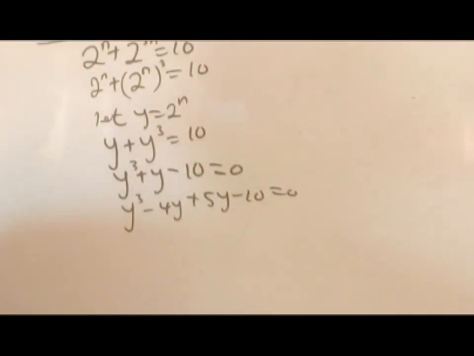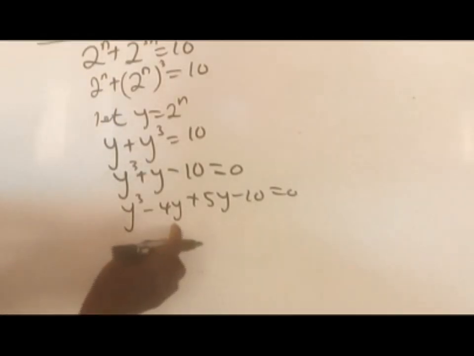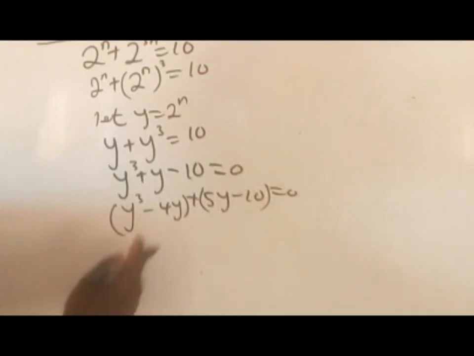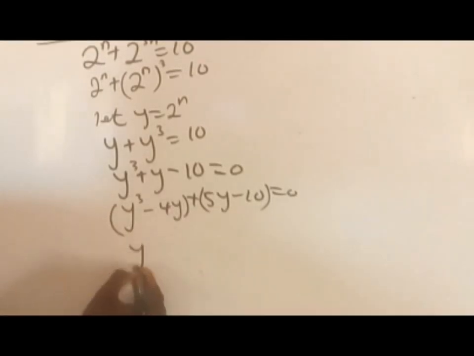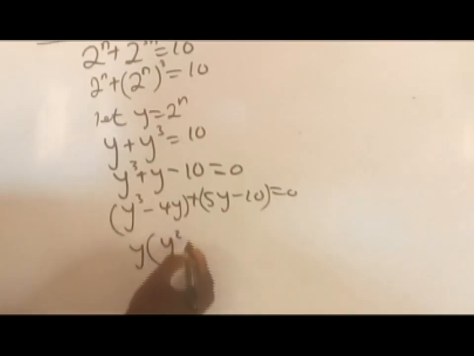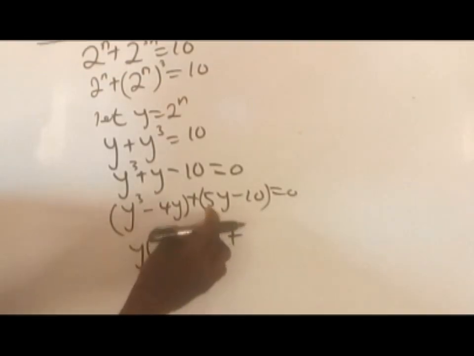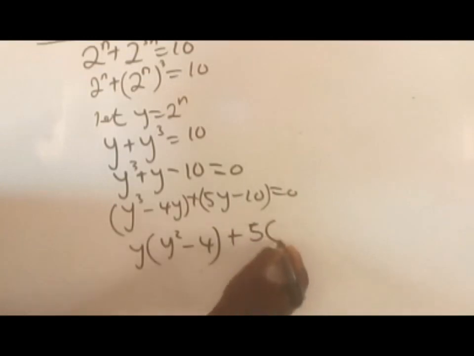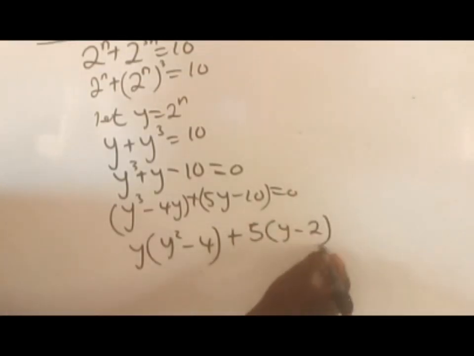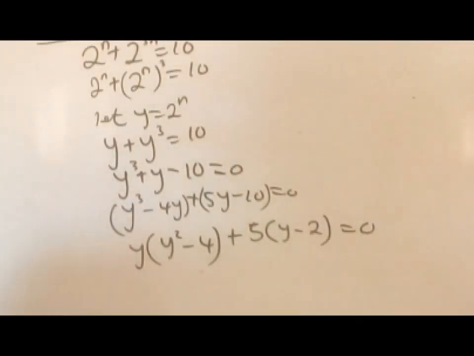Now, by looking at this, we can group it so as to factor the common terms. For y cubed and minus 4y, the common factor is y, so we factor y outside to leave us with y squared minus 4 inside the bracket. Then plus, for these two terms, we have 5 in common, so 5 into y minus 2, because 5 times 2 is 10. We equate everything to 0.